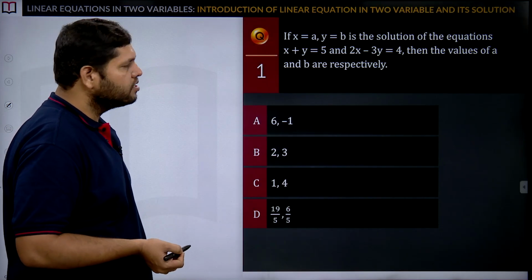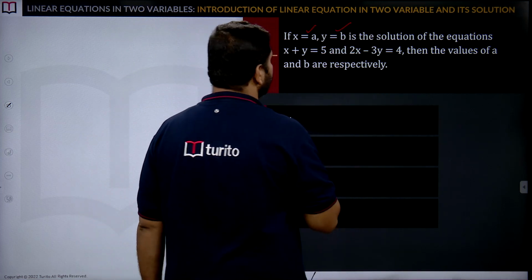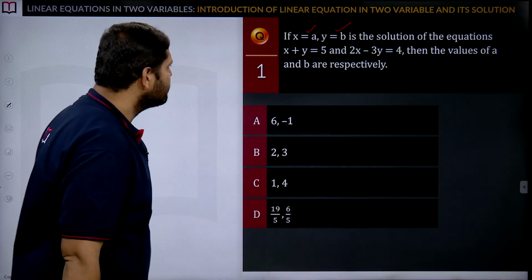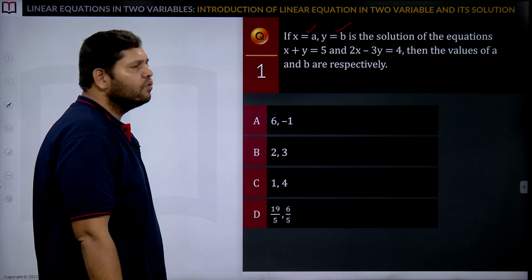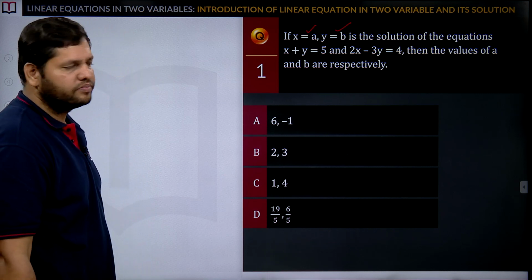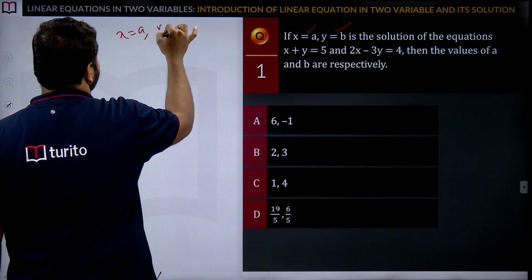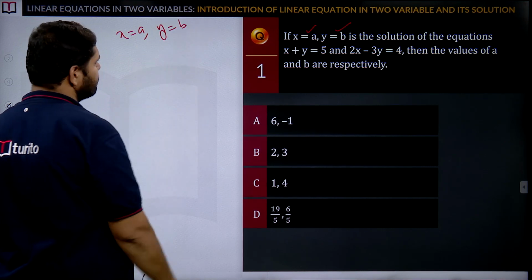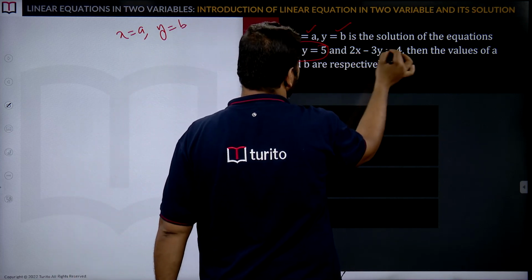Okay children, some questions we can see now. Look at this question here. If x is equal to a and y is equal to b is the solution of the linear equations x plus y is equal to 5 and 2x minus 3y is equal to 4, then find the value of a and b. See, x is equal to a and y is equal to b is a solution for this equation and this equation.